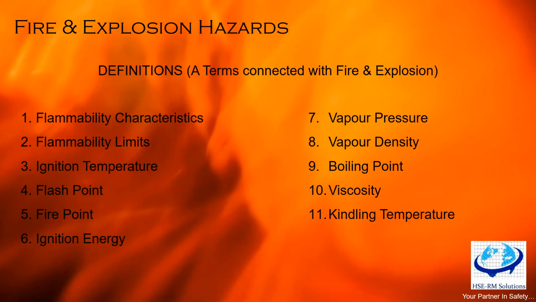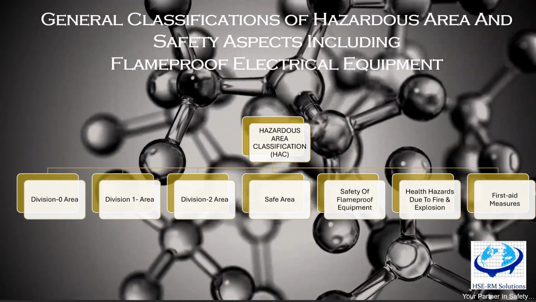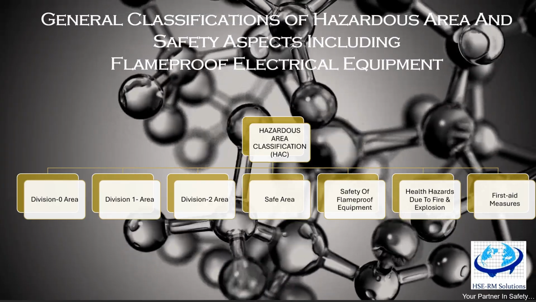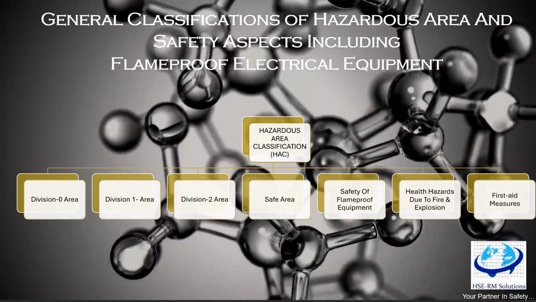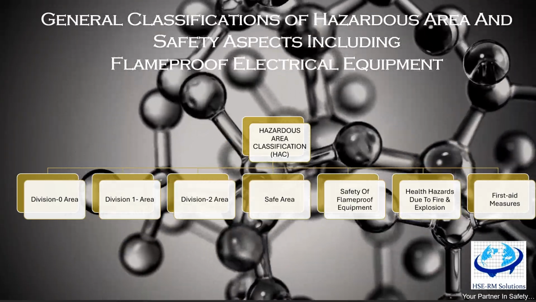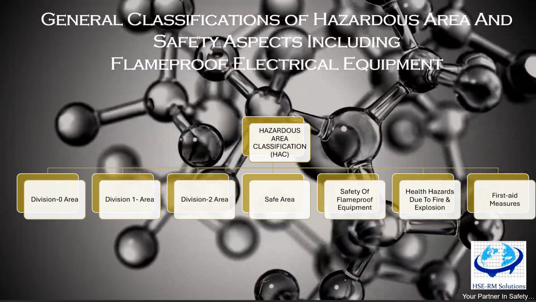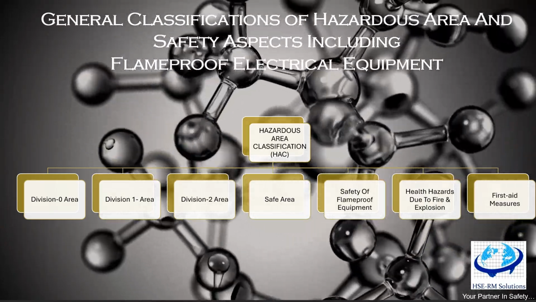Now let us try to understand the general classification of hazardous areas and safety aspects, including flame-proof electrical equipment. This video is going too long, but I'll take it very quickly because there is not much in here. We have already explained the definitions, so now things will be much clearer.